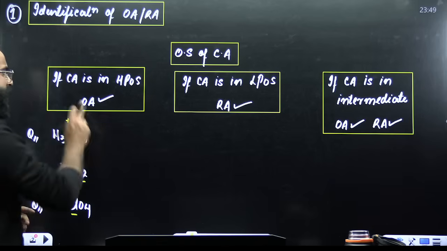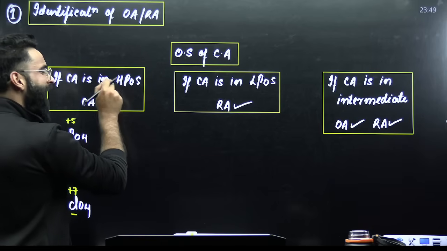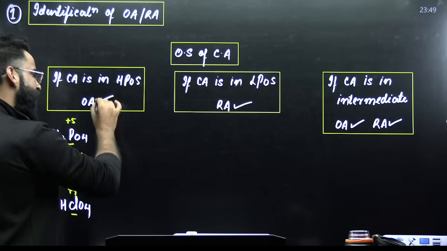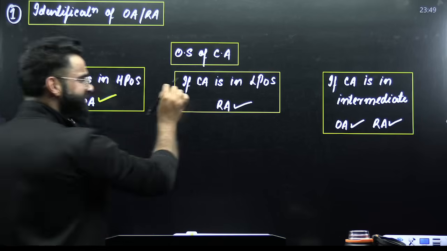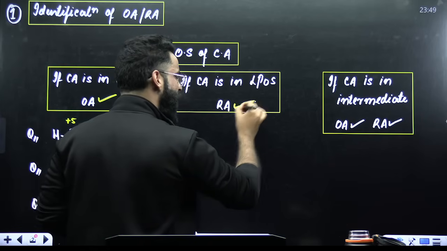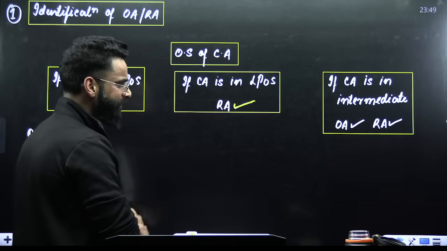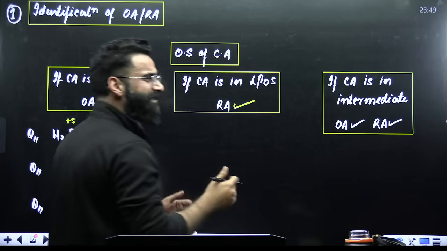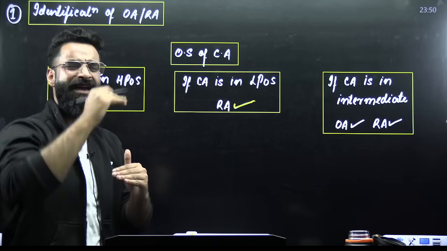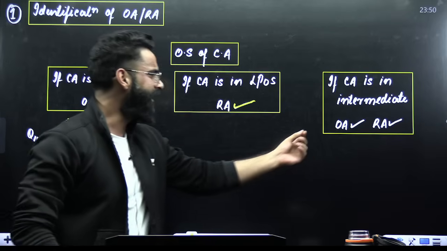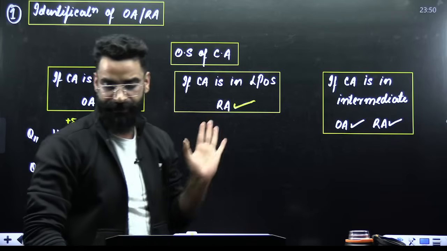Now, remember, if the central atom is already in the highest oxidation state, then it's going to behave like the oxidizing agent. If the central atom is already in the lowest oxidation state, it's going to behave like the reducing agent. If the central atom is neither in highest nor in lowest, if it is in an intermediate oxidation state, it's going to behave both as an oxidizing as well as a reducing agent.